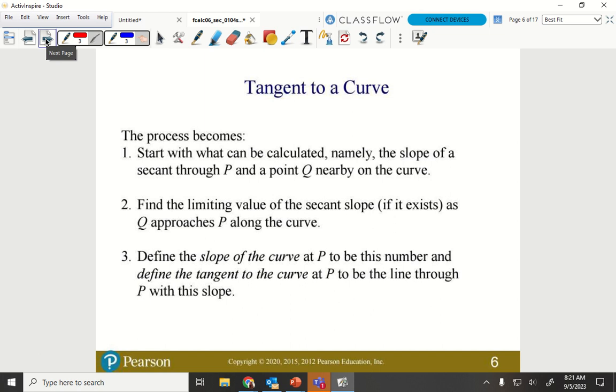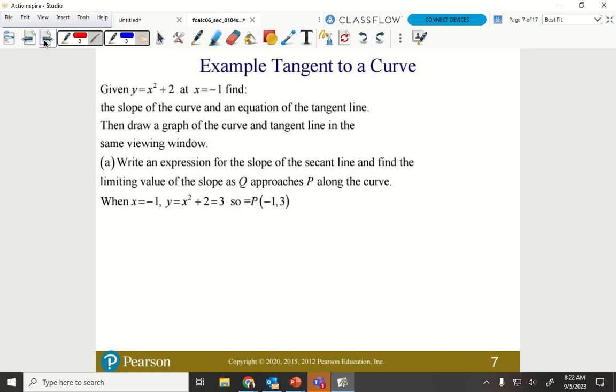So, because of that, start with what can be calculated, namely the slope of a secant through point P and a point Q nearby on the curve. Find the limiting value of the secant slope, if it exists, as Q approaches P along the curve. Define the slope of a curve at P to be this number, and define the tangent to the curve at P to be the line through P with this slope. Whole bunch of stuff.